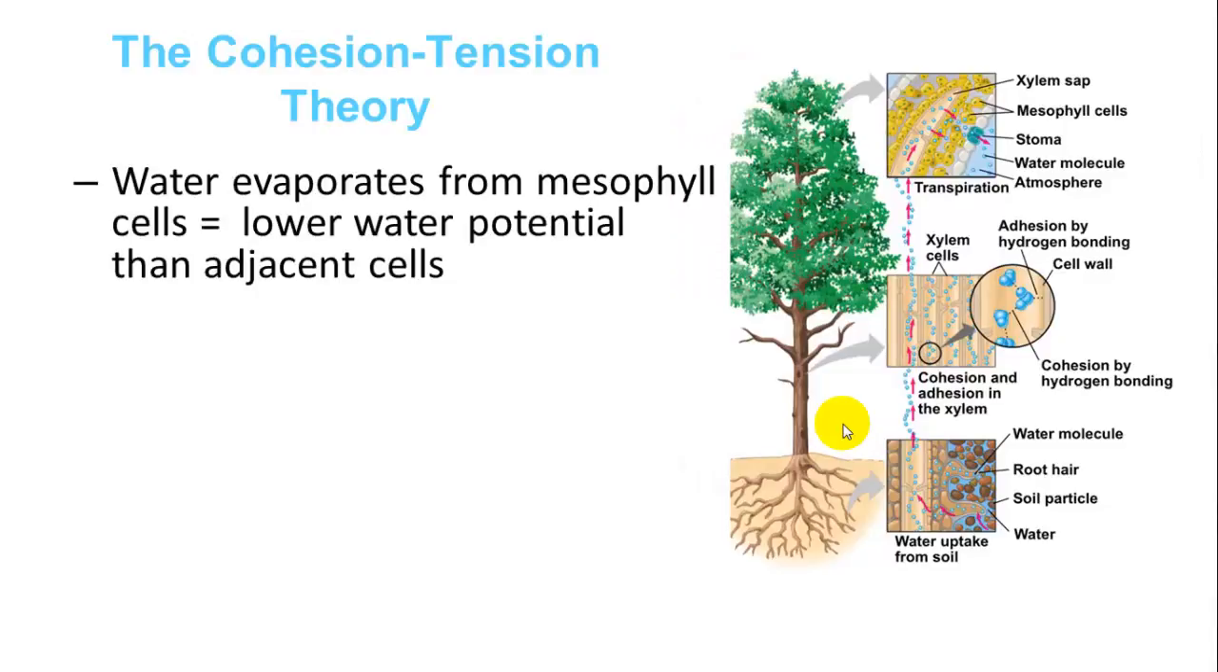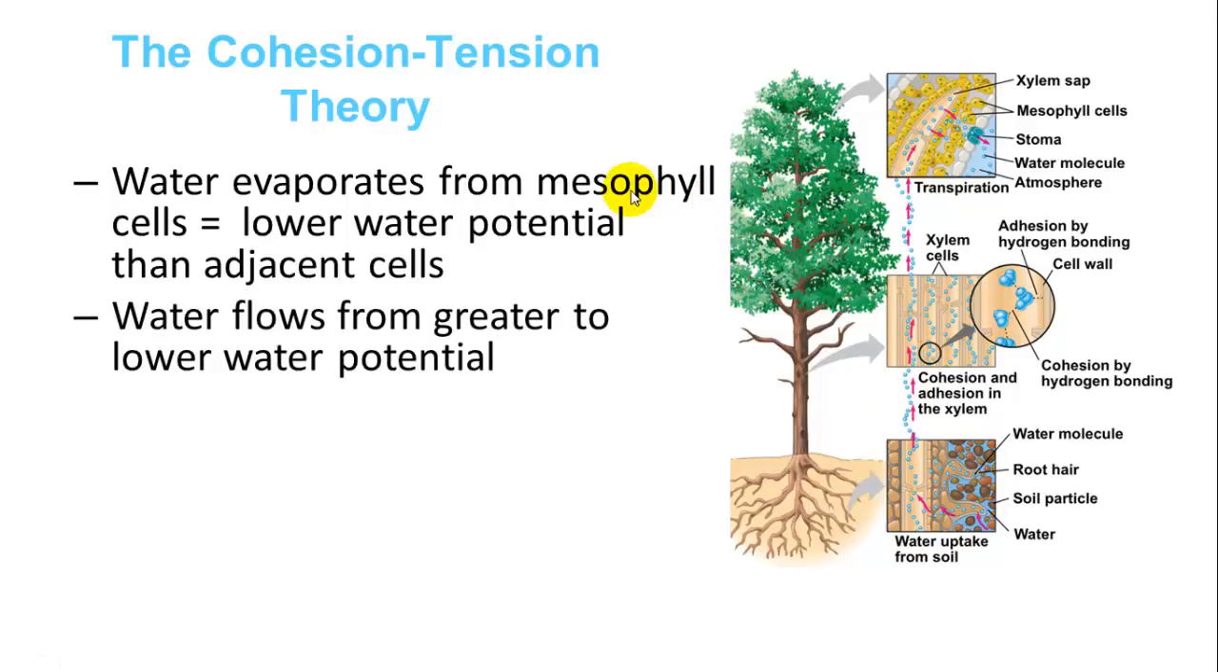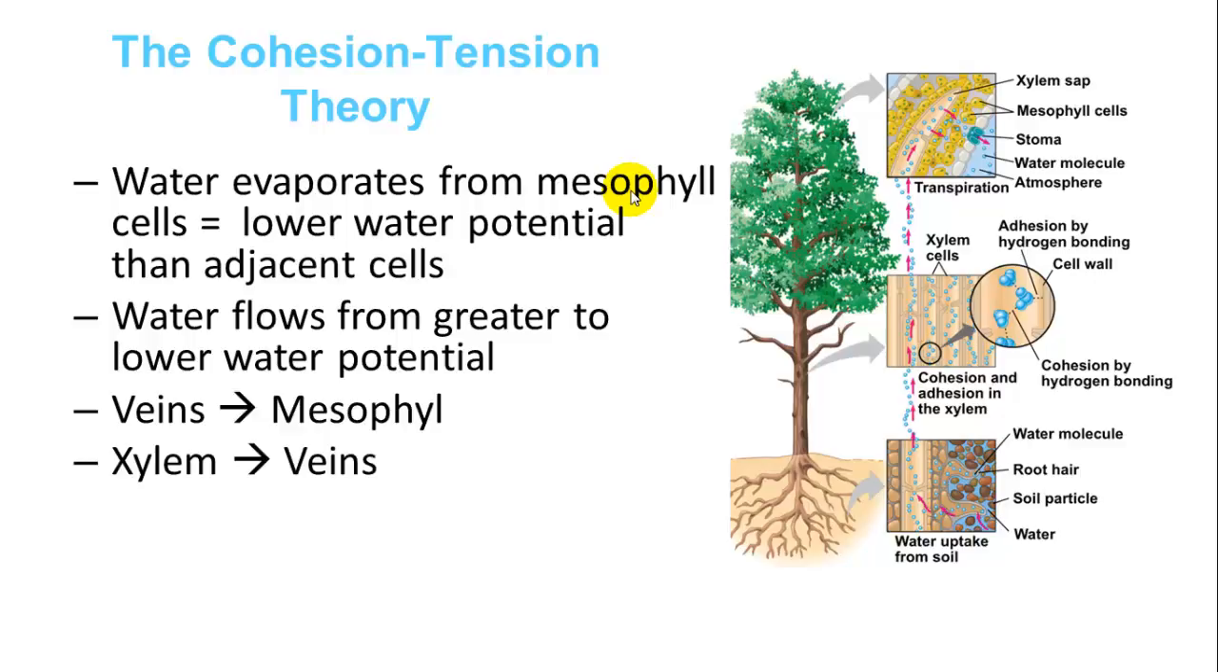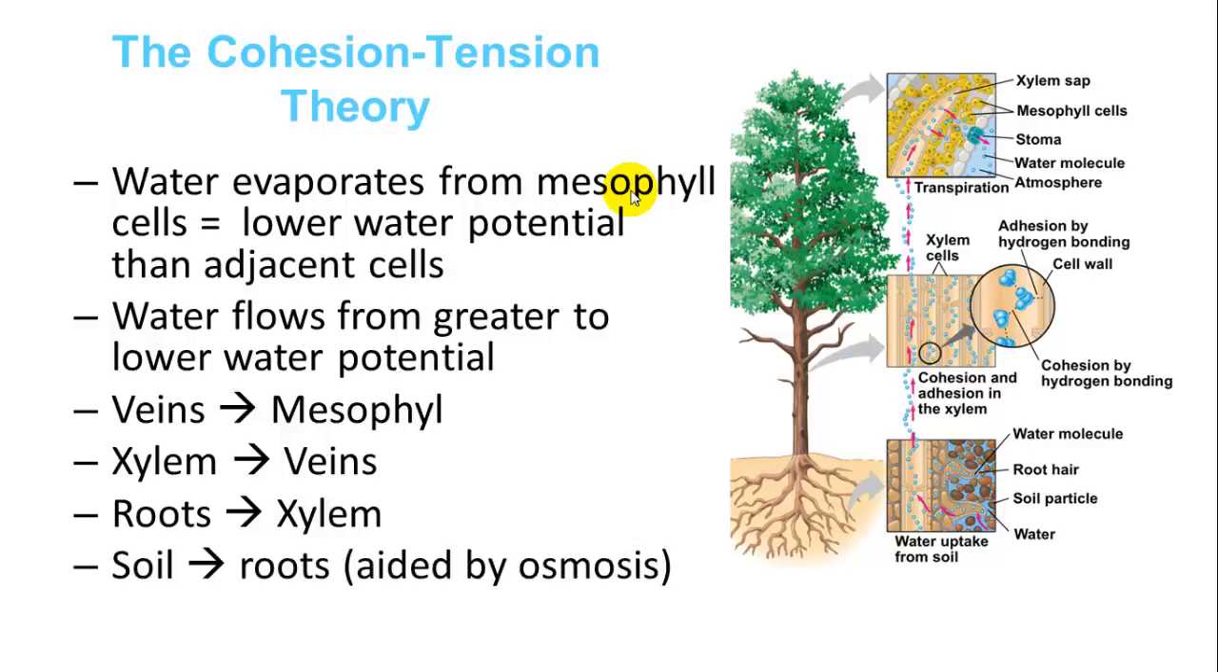So what happens is water evaporates from the mesophyll cells, and this creates a lower potential than the other adjacent cells. Then water will flow from that greater to lower water potential. The water from the veins will then flow into the mesophyll. The water from the xylem will then flow into the veins all the way down to the roots, which will flow into the xylem. And the soil will then, water from the soil will flow into the roots.